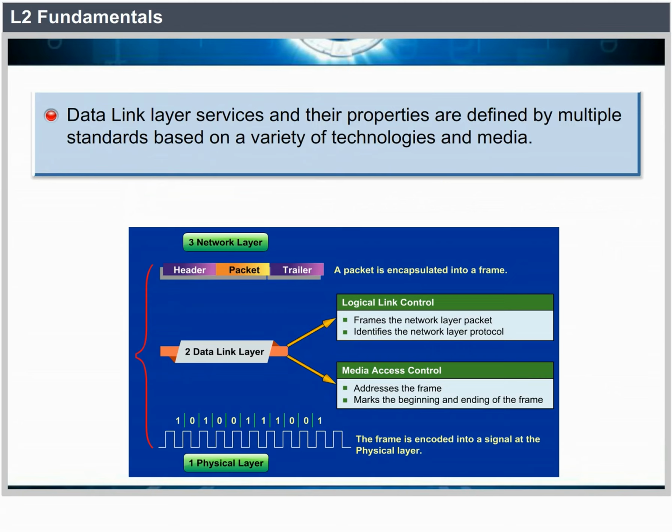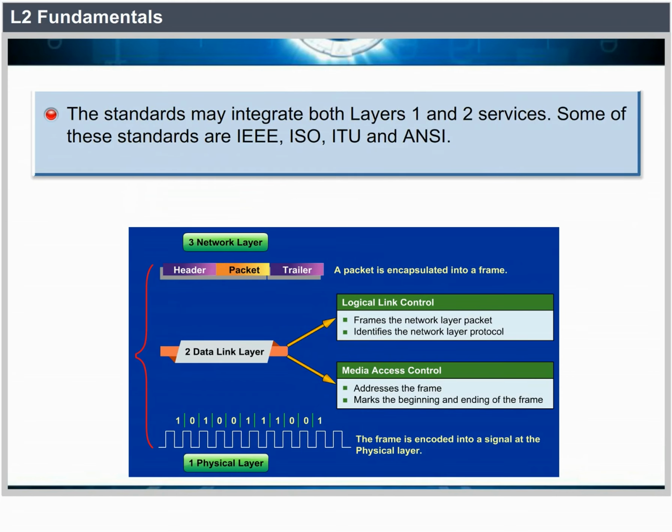Data link layer services and specifications are defined by multiple standards based on a variety of technologies and media. The standards may integrate both layer 1 and 2 services. Some of these standards are IEEE, ISO, ITU, and ANSI.